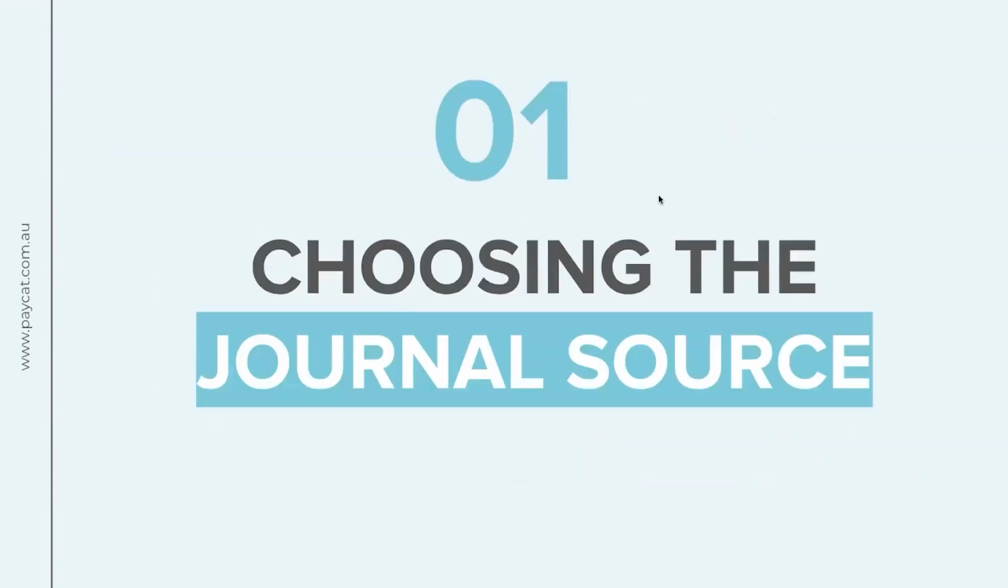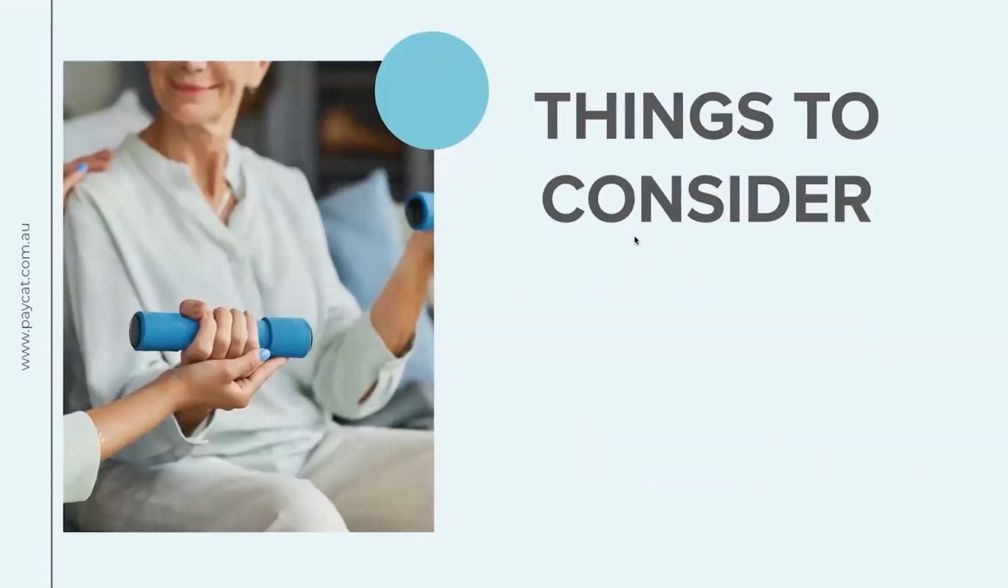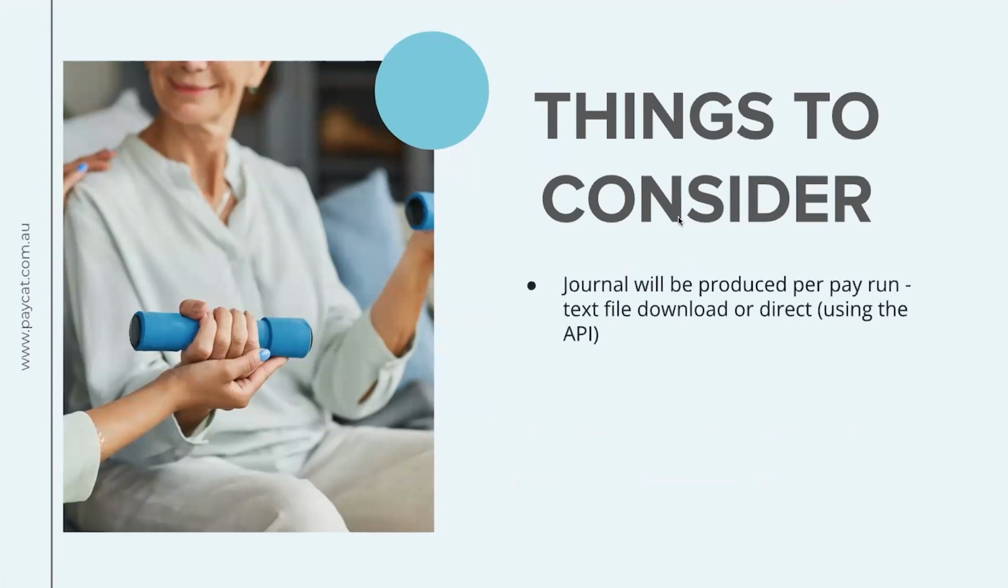Choosing the journal source, that's the first thing we're going to look at. Things to consider here: we're going to have a journal that's produced per pay run. That can be either a text file download or a direct download. So things like Xero, QuickBooks, Dynamics Business Central, a few notable items there, you'll be able to directly connect to that file in KeyPay, whereas with other systems, it'll either be a text export or you'll get a generic text export out using Excel.